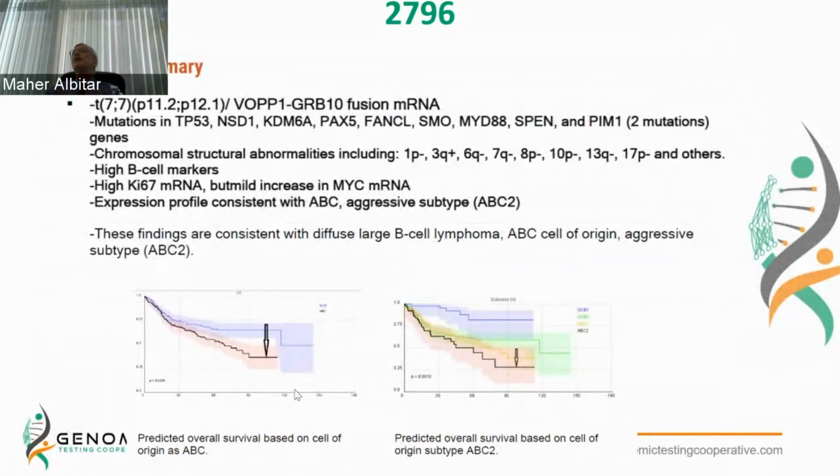So this is the classification, and again, this is similar to the first case. But it has very high Ki messenger RNA, and it is also a very aggressive disease. Dr. Leslie?